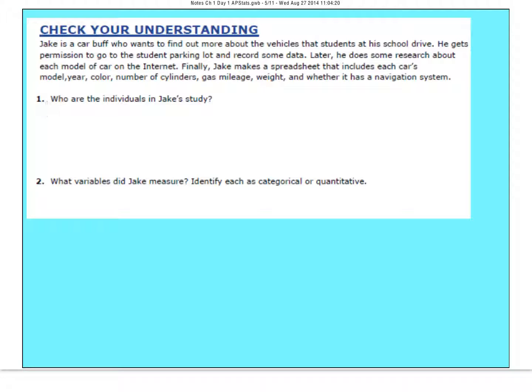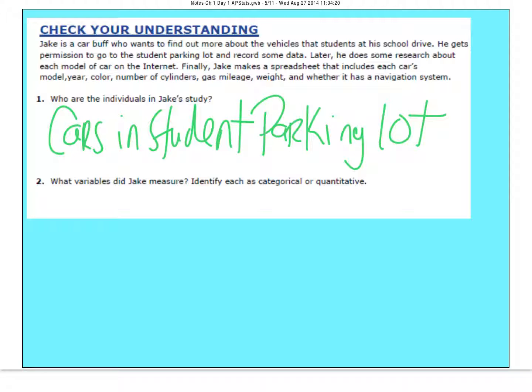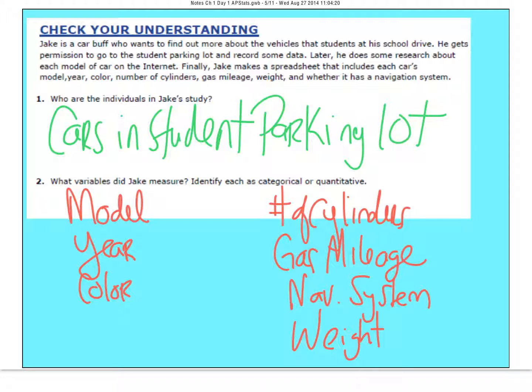The first question here is, who are the individuals in Jake's study? In this case, the individuals are the cars in the student parking lot. Next, what variables did Jake measure? And then identify each as categorical or quantitative. When we take a look at it, they clearly told us the variables up here that Jake measured. So I'm going to jot those down. So the 7 different variables are model, year, color, number of cylinders, gas mileage, nav system, and weight. Now, of these 7 variables, which are categorical and which are quantitative?